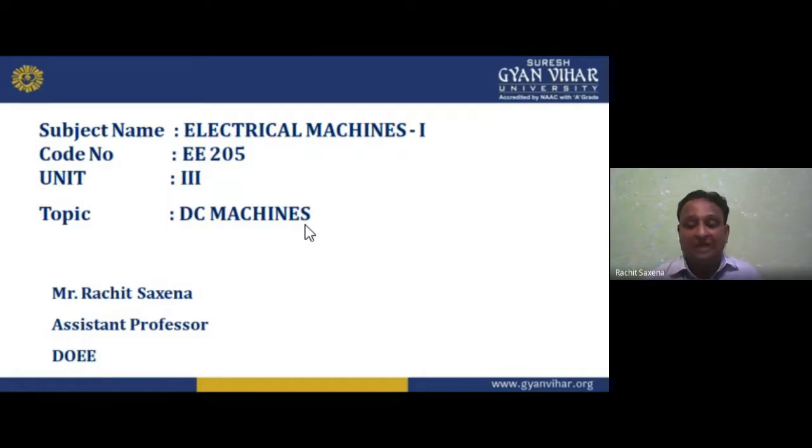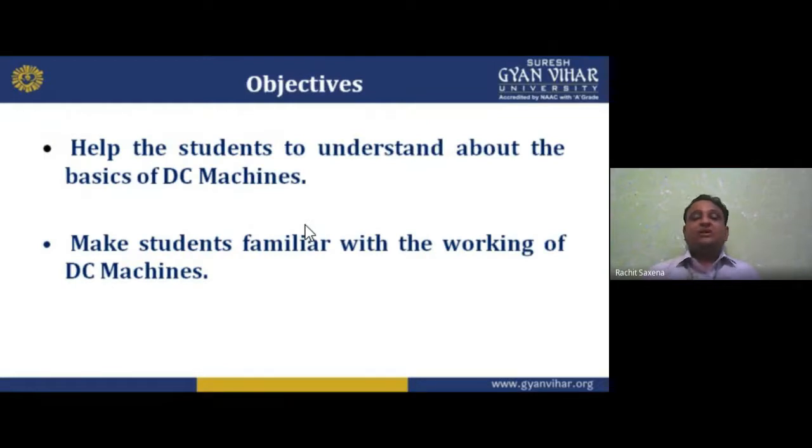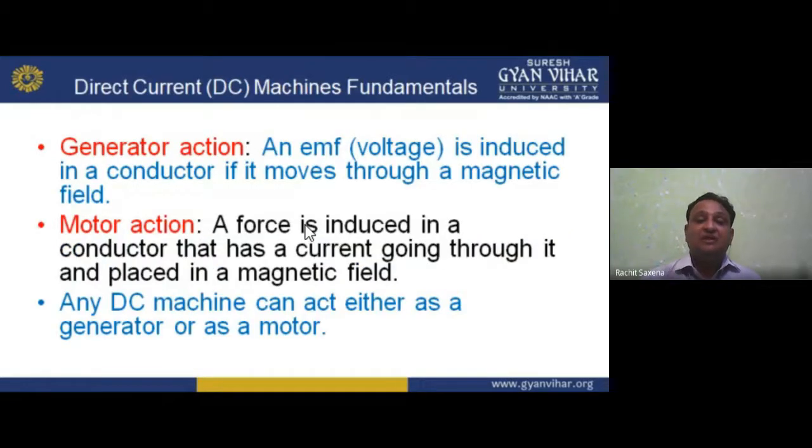Now in this lecture, my objective is to help the student understand the basics of fundamentals, that is, direct current DC machines. We can say, in short form, DC machines fundamentals.